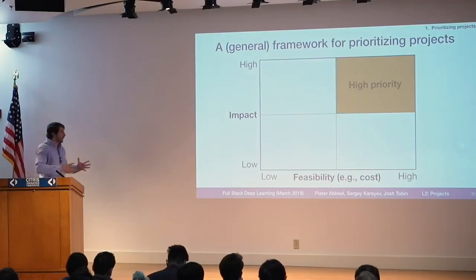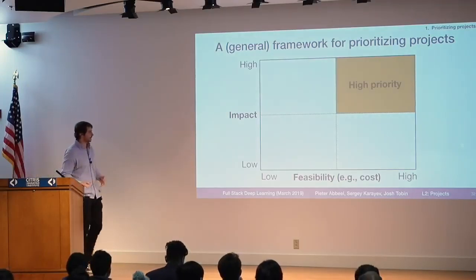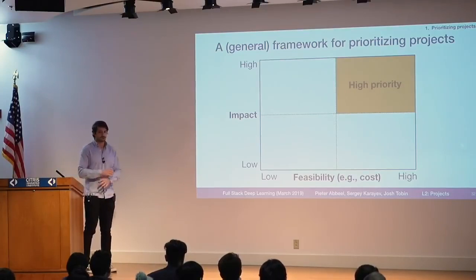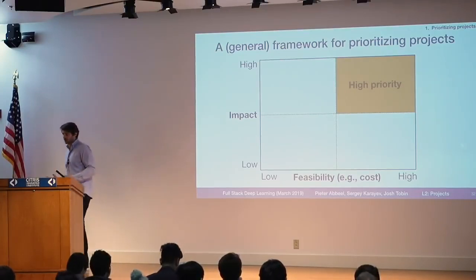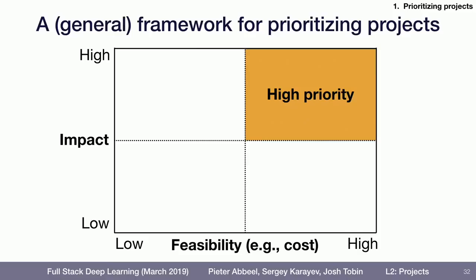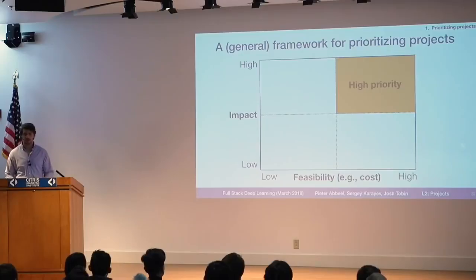OK, so we're thinking about prioritizing projects. Here's a framework that I like for just abstractly thinking about prioritizing projects. This is not specific to machine learning, but in general, if you want to figure out what project to work on next, one way to do it is to think about the feasibility on one axis, and then the potential impact of the project on the other axis. And you want to pick projects that are feasible, so for example, they're not going to be too expensive, and the potential for impact is very high.